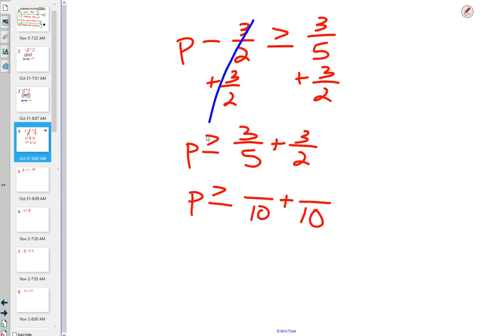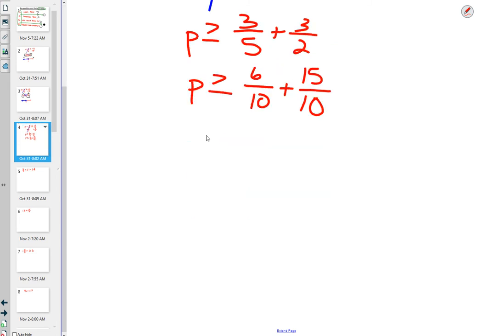5 times what gives you 10? 5 times 2, so 3 times 2 is 6. 2 times what gives you 10? 5, so 3 times 5 is 15. And then 6 plus 15 is 21 over 10. And you're like, but how am I supposed to graph that?